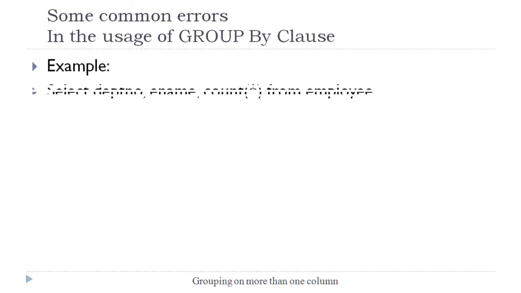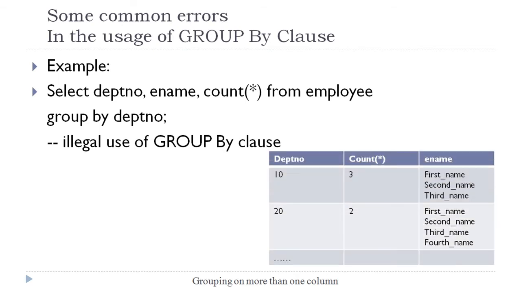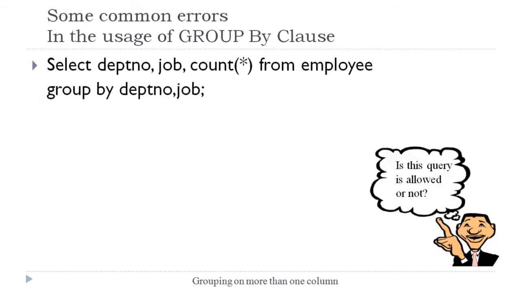For example, if we try to select e-name with department number column and aggregate function, then it is not allowed because data is already grouped on department number and all the rows of department number are reduced to a single record. And with this single record of department number, we cannot display the group of e-names because it will be non-relational as shown here. So it is not allowed. Is this query allowed in SQL or not?